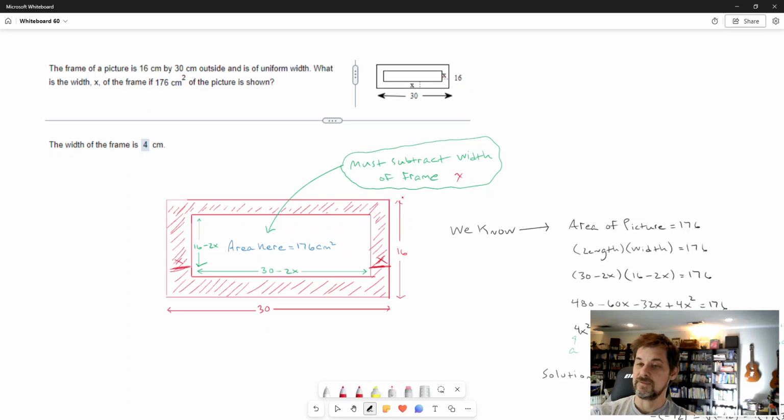And 16 minus 2x is found in the same way. It might be 16 from top to bottom, but I've got to subtract this from it. That's x. And I've got to subtract this from it. That's also x. So this dimension, top to bottom on the inside, is 16 minus 2x.